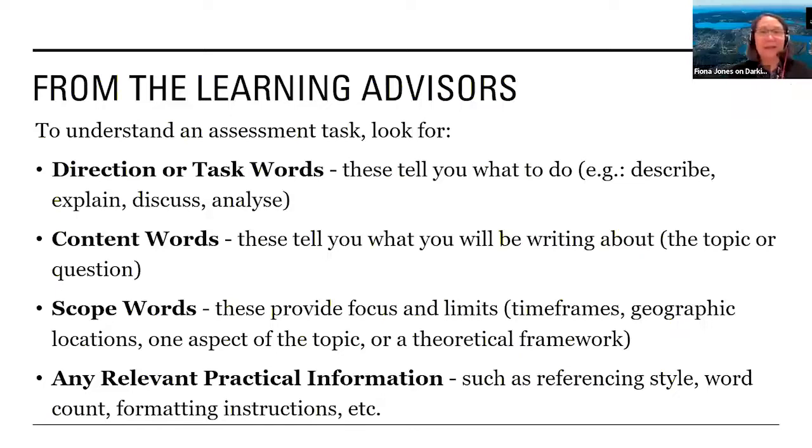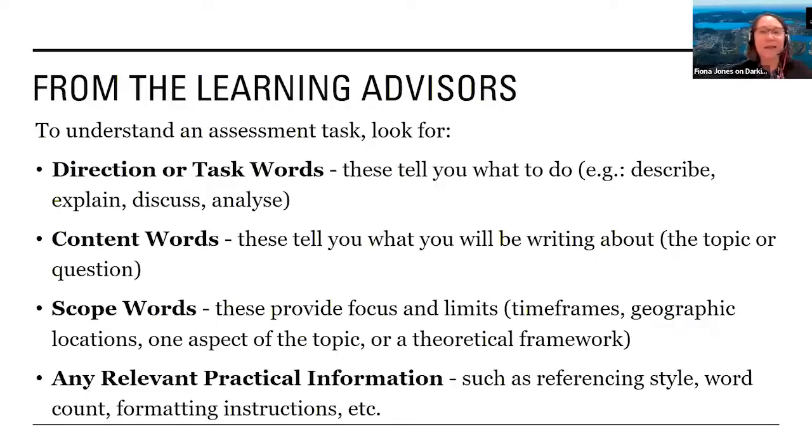The second thing is the content words. So that tells you what you'll actually be writing about. So what is the topic that you're covering or the specific research question you're trying to answer? Then there are the scope words. So this places some boundaries around your topic.